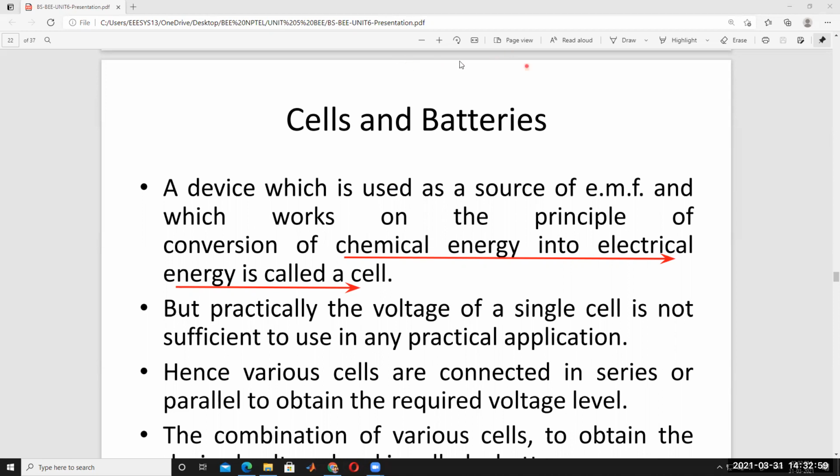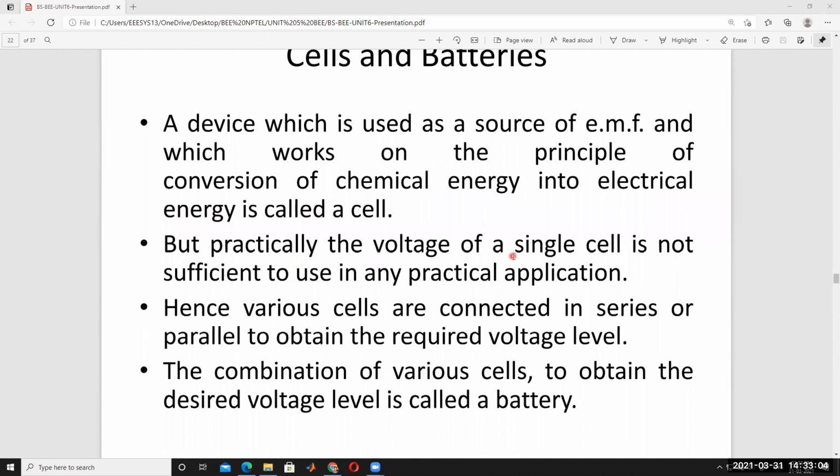Understood? So this is called a cell. But practically, the voltage of a single cell is not sufficient for any practical application, because a single cell is not sufficient to meet the load. By using a single cell, it is very difficult to operate a device, because the rating of the cell is very low. For example, in a mobile, using a single small cell to operate it is very difficult, because the capacity rating of the cell is very low.